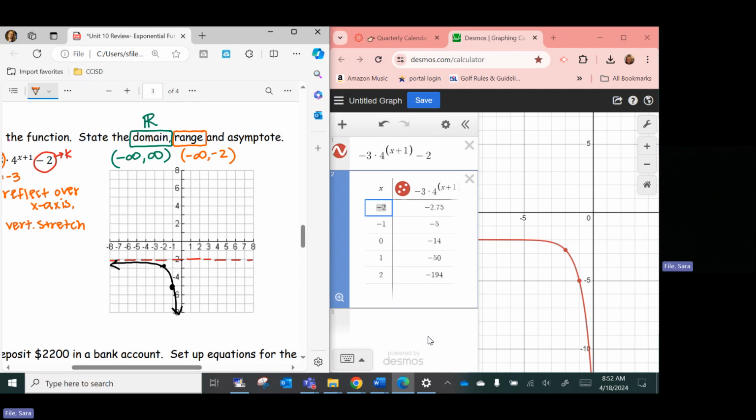The other option for how you could write that range would be to say it is the y values less than -2. Everything below -2.